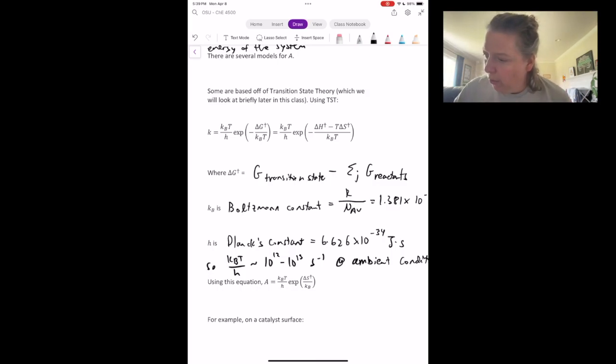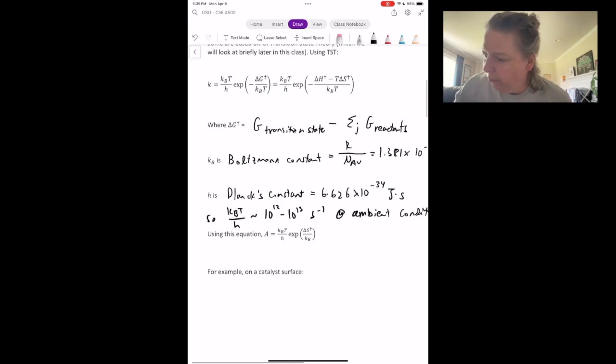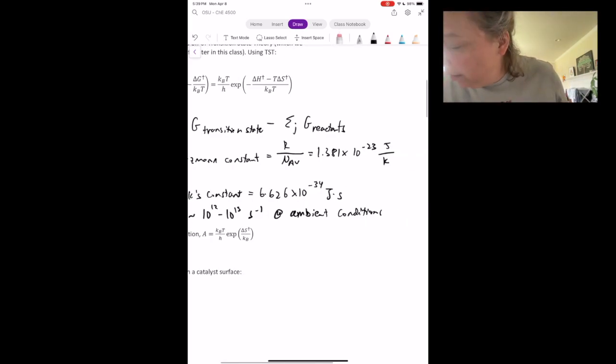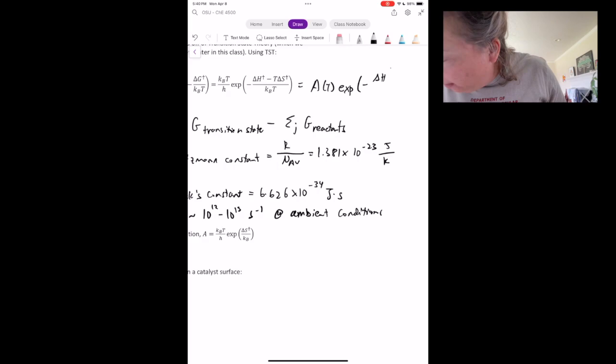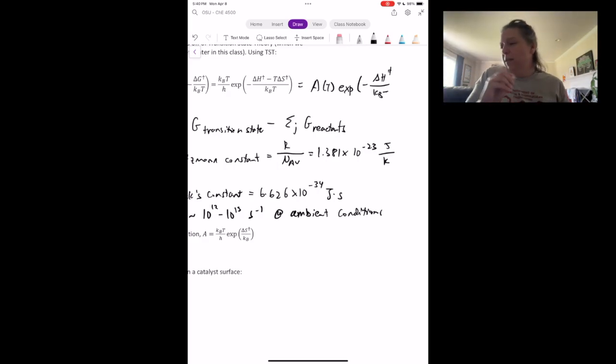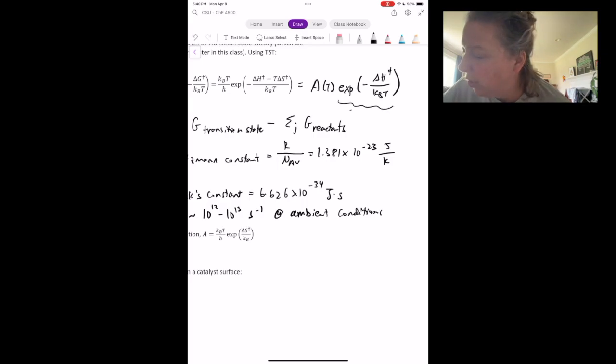All right, so if we follow this a little bit further, if we take our equation here and we want to reduce this into a frequency factor and an exponential term, we could say that this is going to be equal to A of T times exp of negative delta H over kBT. So this here is our exponential term. Notice I've written the change in enthalpy between the transition state and the reactants here, and we're used to seeing an activation energy.